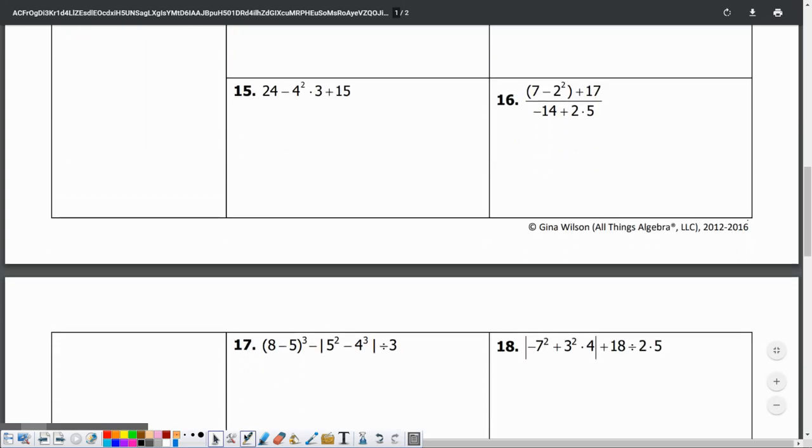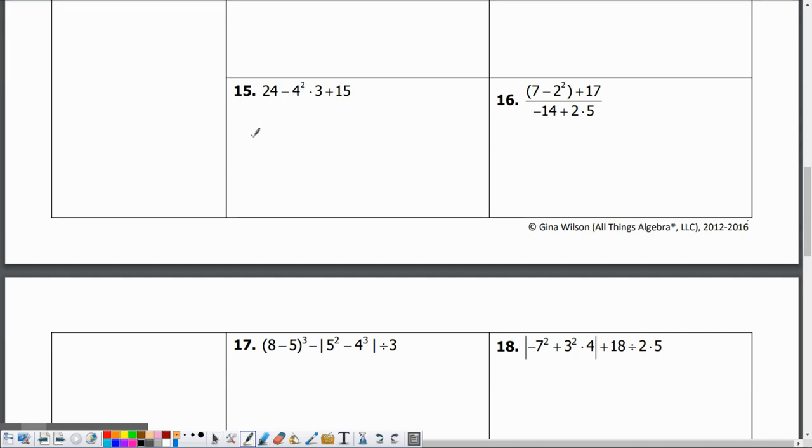All right, for number 15, you're going to start by doing your exponents first. So we have 24 minus 16, because 4 to the 2nd power is 16, times 3 plus 15. So next, we don't have any more exponents. We're going to do multiplication, division, and that's our 16 times 3. But keep in mind, this is a negative 16 times 3. So we're going to go ahead and do negative 16 times 3. Or if you do 16 times 3, just make sure you bring down the subtraction. So we're going to do 24 minus 16 times 3 is 48 plus 15.